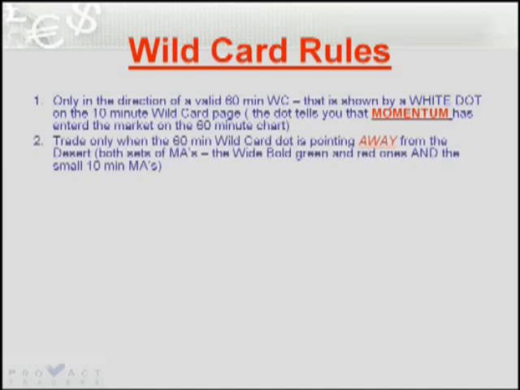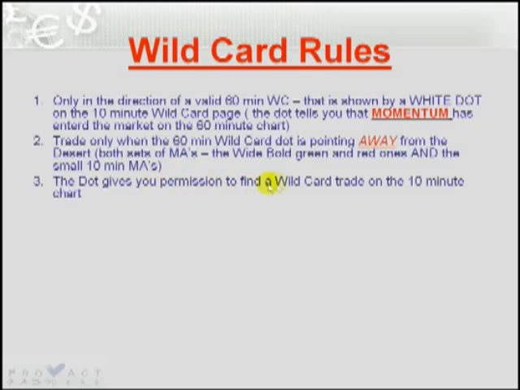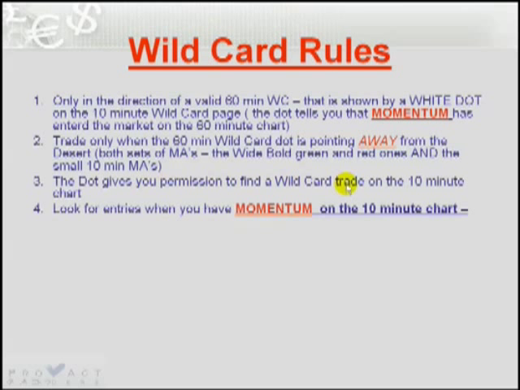And basically what it does is it gives us the ability to trade momentum. We trade only when the 60-minute wildcard dot is pointing away from the desert. In other words, if we're going up, the dot has to be on the bottom, telling us we're going away from the moving averages up. If the dot is pointing into the desert, then we know immediately we have to go to a 6 aces. Now, the dot also gives us permission to find a wildcard trade on the 10-minute chart. We will look for entries when we have momentum on the 10-minute chart. That's at a level where we can trade it, and most importantly, we can put proper stops and limits for ourselves.